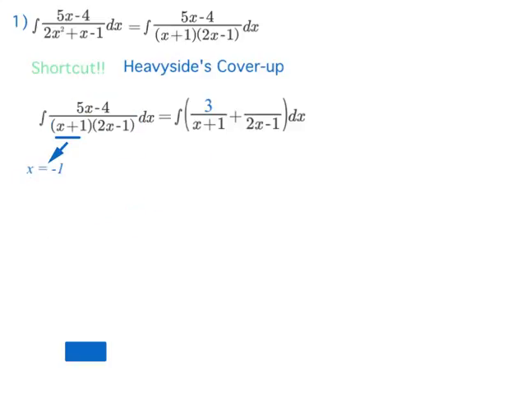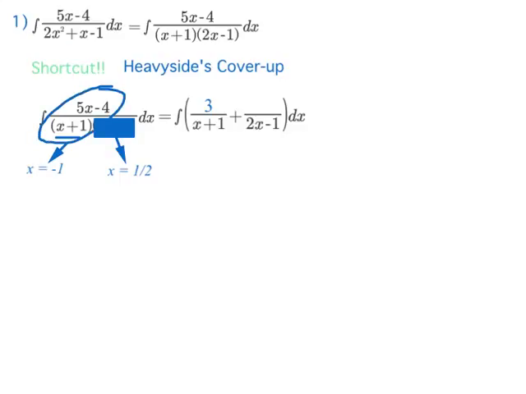I want to know where this piece is equal to 0 now. So I'm looking at the linear factor in the denominator. I'm setting it equal to 0. So 2x minus 1 equals 0 when x equals 1/2. And now I'm literally going to cover up the piece that I just set equal to 0, and I'm going to plug 1/2 in for x everywhere else in the problem. So I'm going to plug in 1/2 for x in the remaining parts.